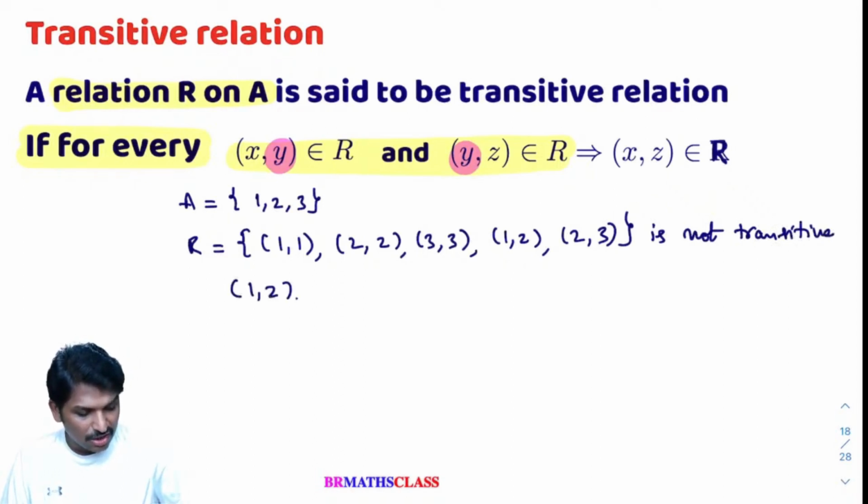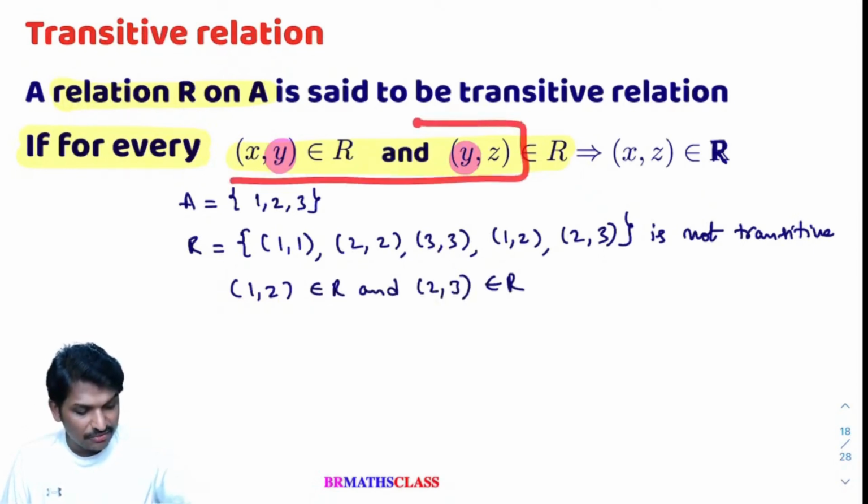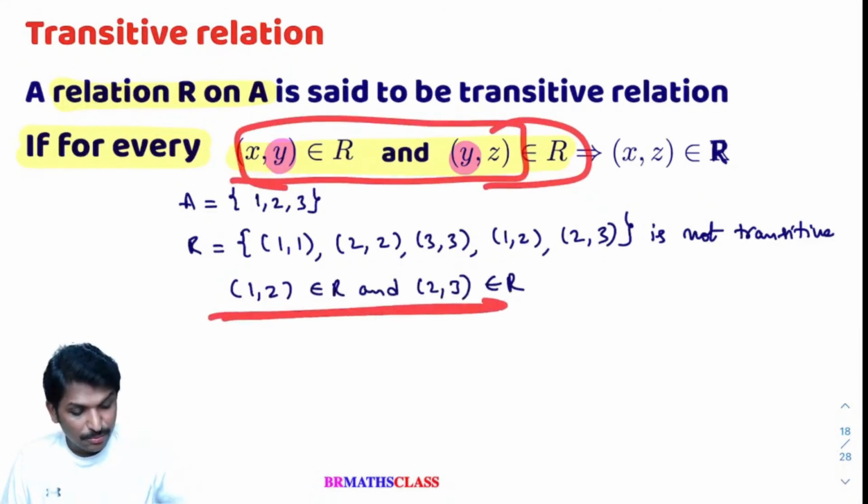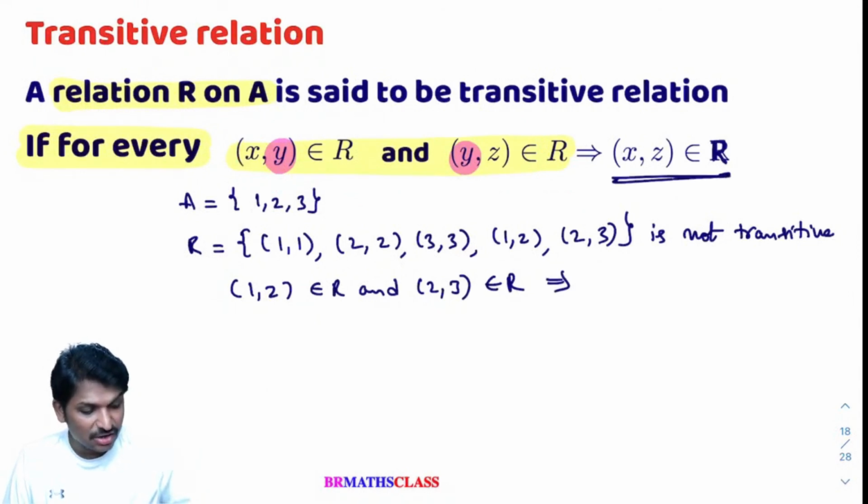Because (1,2) and (2,3) are both in the relation, we are able to identify both. (1,2) belongs to the relation, and (2,3) belongs to the relation. You are able to identify (x,y) and (y,z) in the relation, right? But (x,z) does not belong to the relation.